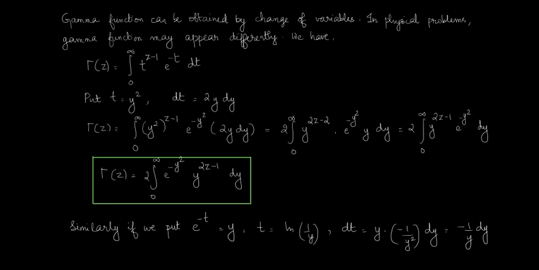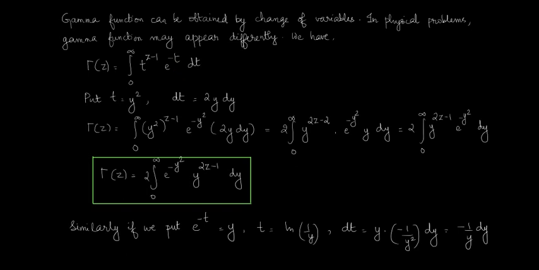In various problems in physics, gamma function may appear differently. Not always does gamma function appear like this: integral 0 to infinity t raised to z minus 1 e raised to minus t dt. It's not like gamma function appears this way in all problems in physics. Sometimes it may take different forms. So we should understand that this is gamma function.